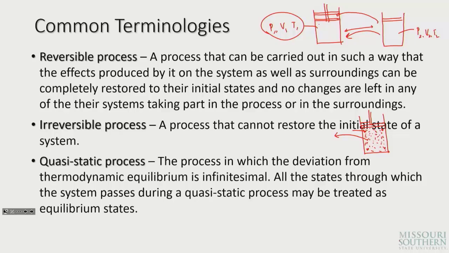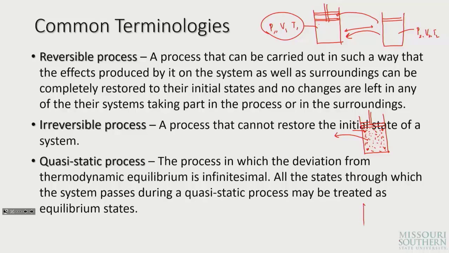Quasi-static process. In a quasi-static process, the deviation from thermodynamic equilibrium is very, very small. There is a little bit of deviation, but it's negligible. So all the states through which the system passes in a quasi-static process may be treated as equilibrium states.